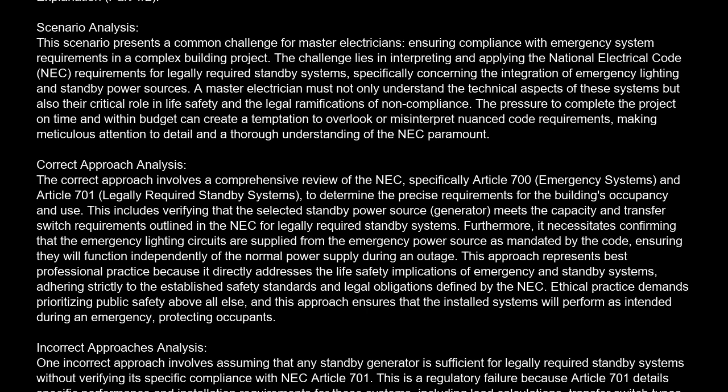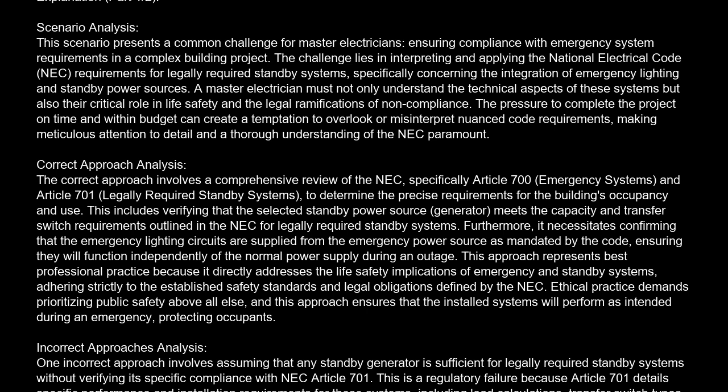Correct approach analysis. The correct approach involves a comprehensive review of the NEC, specifically Article 700, Emergency Systems, and Article 701, Legally Required Standby Systems. Determine the precise requirements for the building's occupancy and use. This includes verifying that the selected standby power source, generator, meets the capacity and transfer switch requirements outlined in the NEC for legally required standby systems.